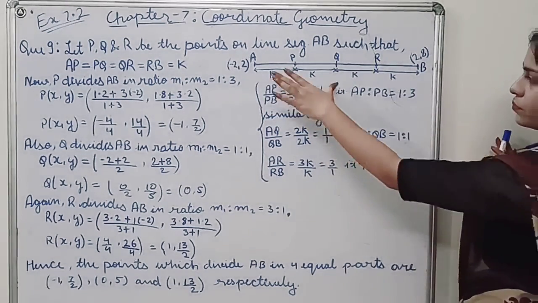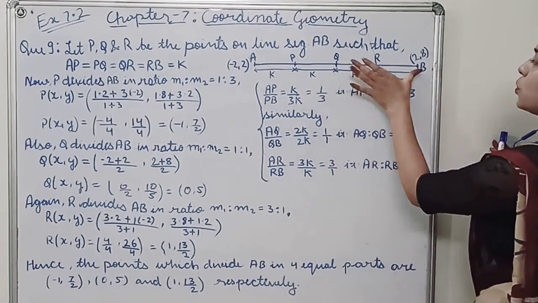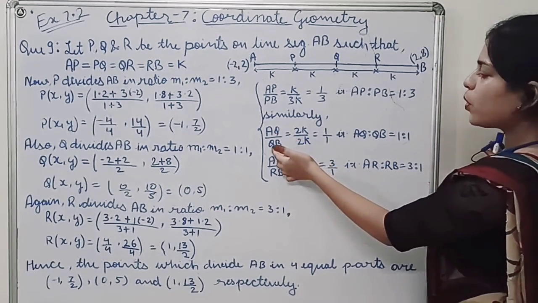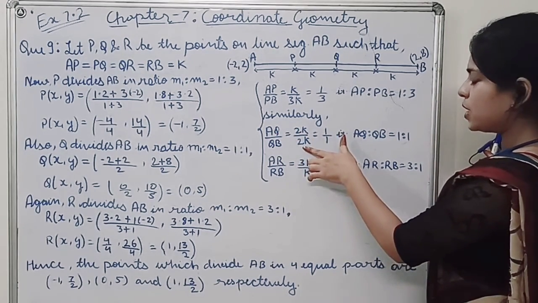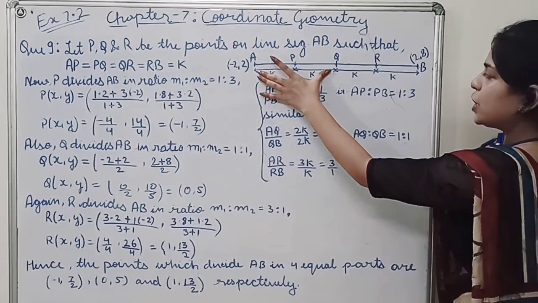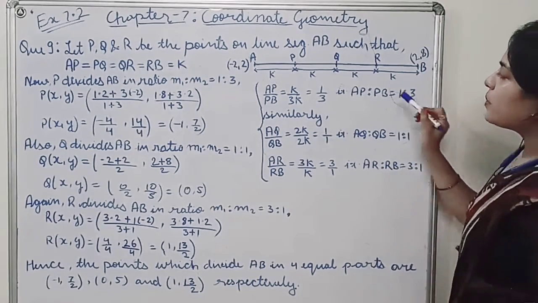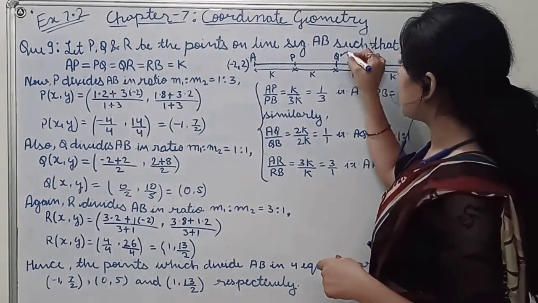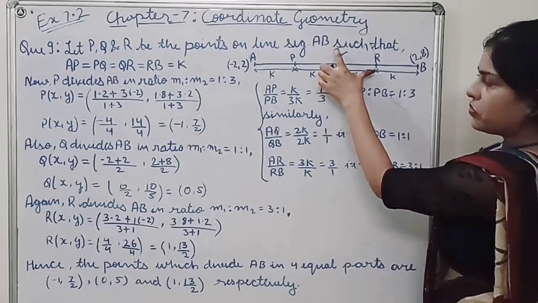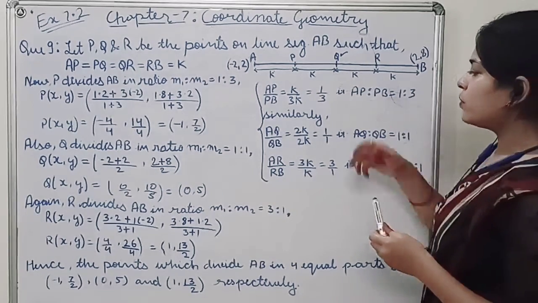Okay, see, AQ is 2 equal parts, K plus K, and QB is also 2 equal parts, K plus K. So AQ upon QB is 2K upon 2K, which equals 1 upon 1. So the ratio of division of AQ is to QB is 1 is to 1. It means what? Q is the midpoint of AB. For the coordinates of Q, we will apply the midpoint formula to find the coordinates of Q.